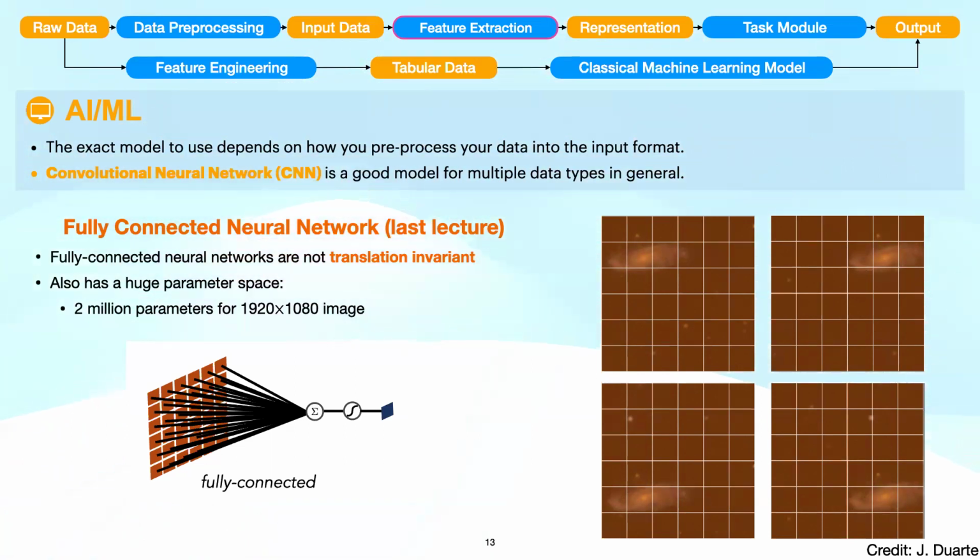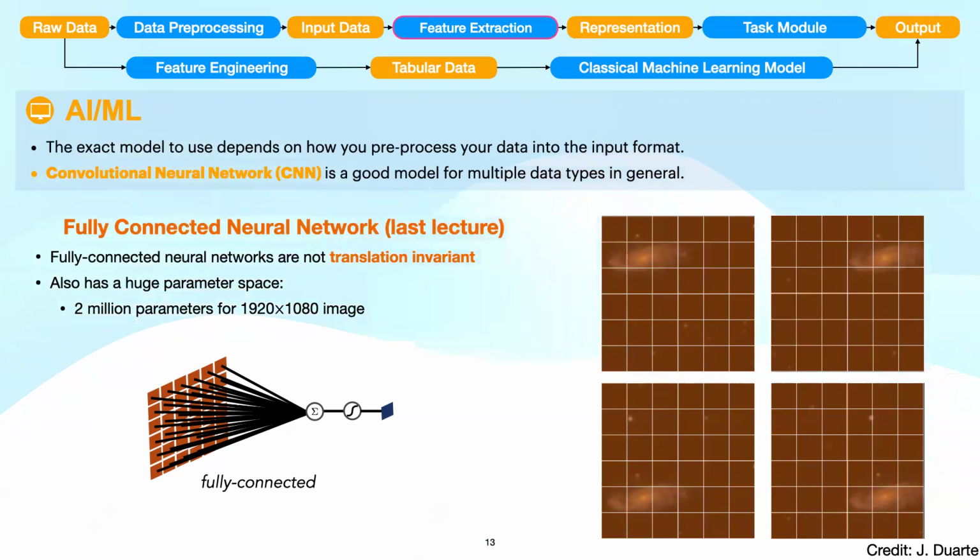The other disadvantage of the fully connected neural network that we discussed in the last lecture is that it contains a huge number of parameters. If you are trying to analyze a full HD image, 1920 times 1080, you will need 2 million parameters in your fully connected neural network. That's actually a lot of parameters to process in a neural network.